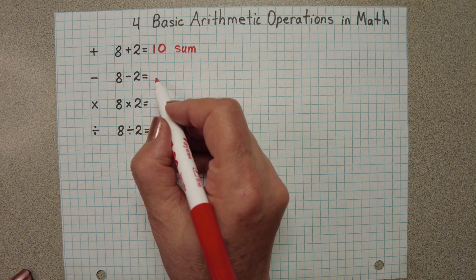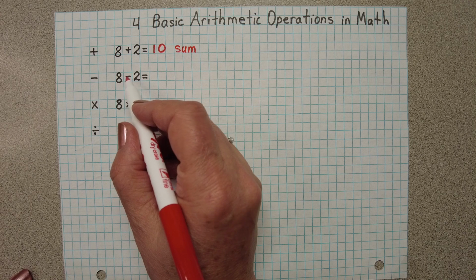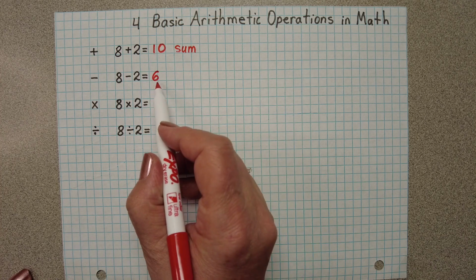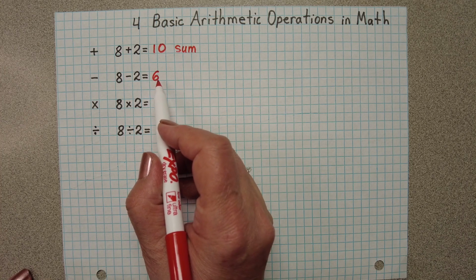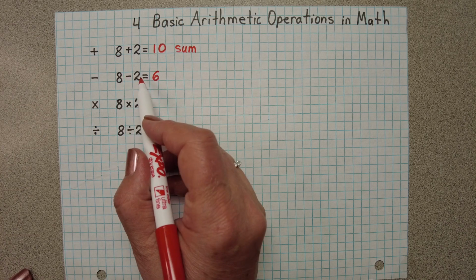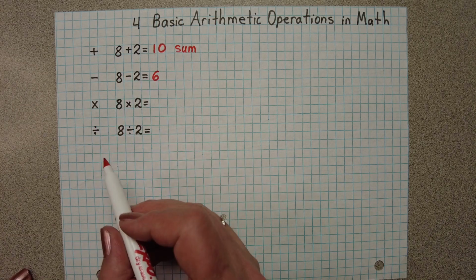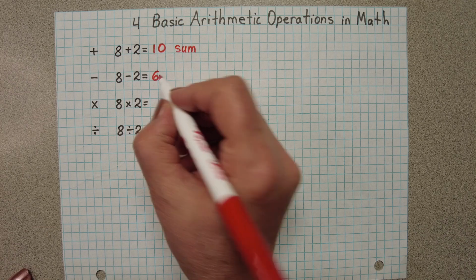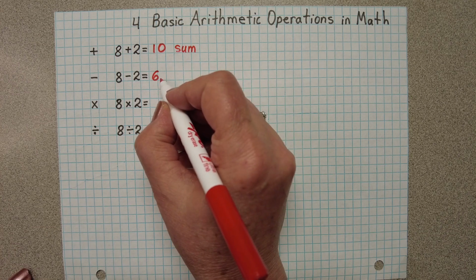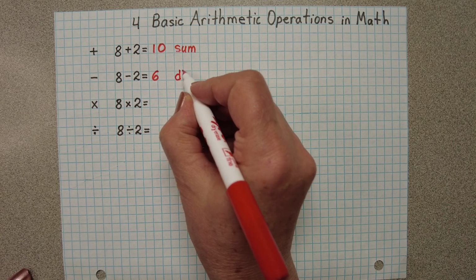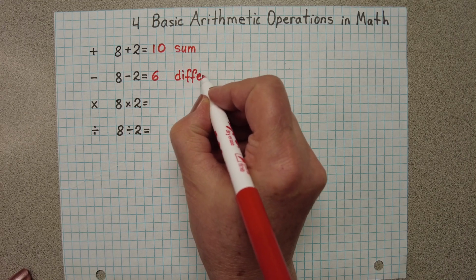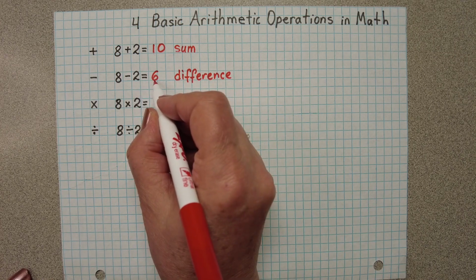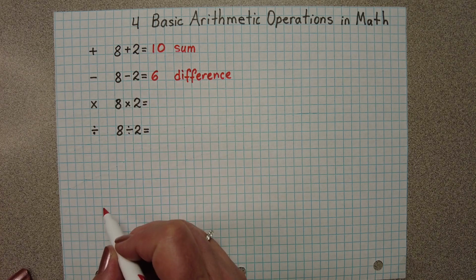How do we call the answer for subtraction? Let's see, 8 minus 2 equals 6. What operation did we do? We subtract. We found the difference between these two numbers. So 8 minus 2 equals 6. The answer for subtraction we call difference. In this case, 6 is the difference between 8 and 2.